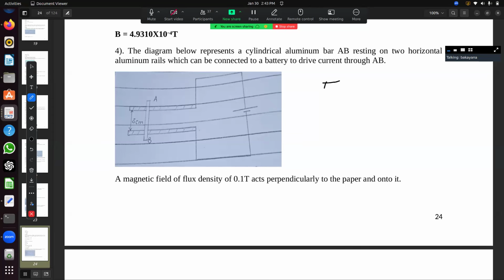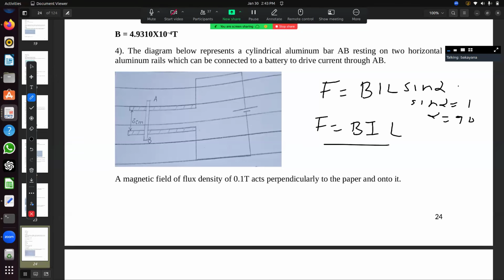And that force that sets in, that makes the rod roll along the rails, its formula is B I L sine alpha. And we said where the current and the field are at 90 degrees to each other, then this sine of alpha is 1, because alpha is 90 degrees. So that's why we've been writing our force as simply BIL, because the current and the field are at 90 degrees.